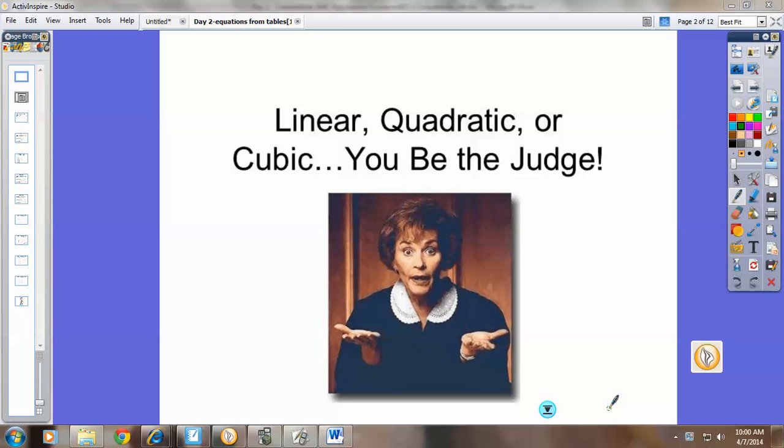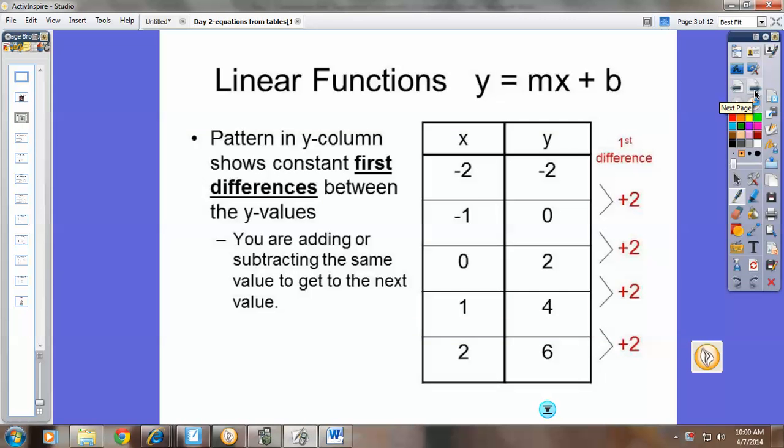Cubic, you remember what a cubic looks like? Chair. Looks like a chair. Looks like that chair. So if we had a graph, we could easily identify what type of function it is. From a table, it's really not too bad either. We're going to be looking at the differences. You guys have on your notes this first table.